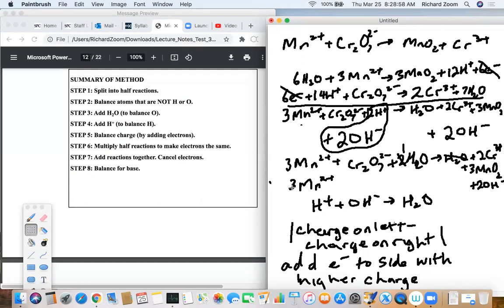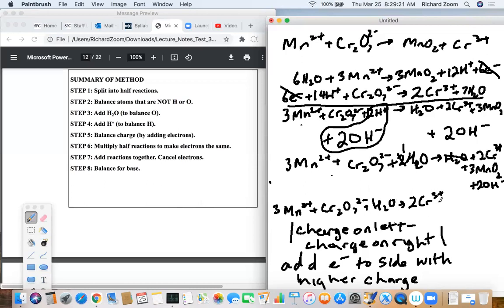And I'll write it down here. It'll be 3Mn2 plus plus Cr2O7 2 minus plus H2O gives 2Cr3 plus plus 3MnO2 plus 2OH minus. See, what makes it balance for base is that now we don't have H pluses, we have OH minuses.